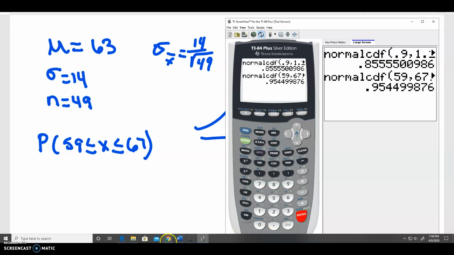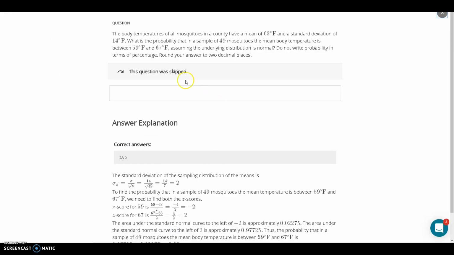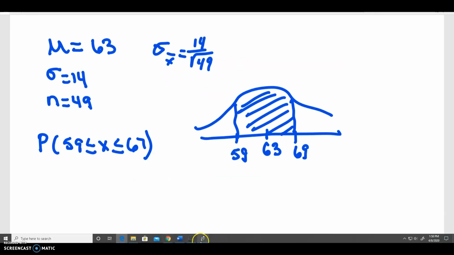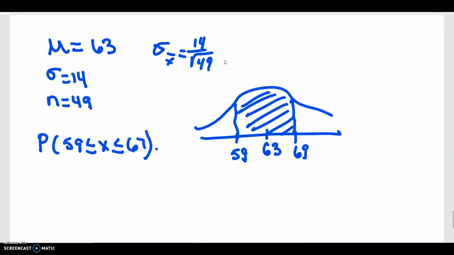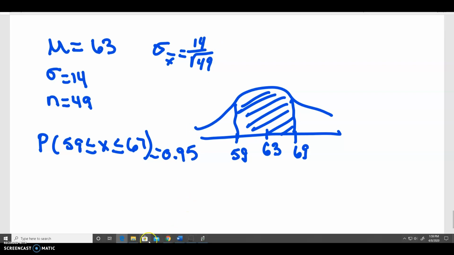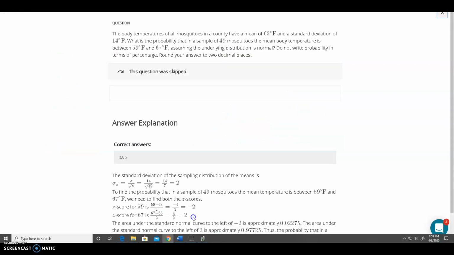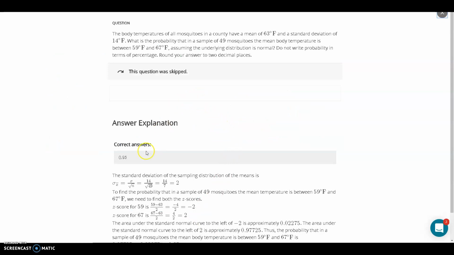And let's see, let's look at the problem here. They say round your answer to 2 decimal places. So 0.95. Okay. And if we go back to the problem, there's your 0.95, the correct answer right there.